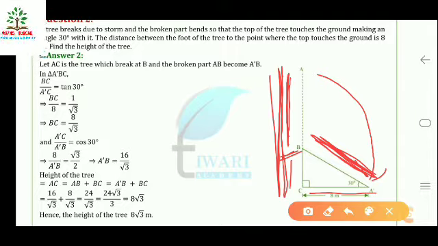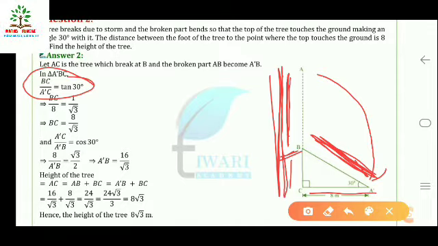So first, in triangle A dash BC, we can see here that BC over A dash C is equal to tan 30. The value of tan 30 is 1 over root 3. A dash C is equal to 8. So we'll get BC over 8 is equal to 1 over root 3. On solving this, we'll get BC is equal to 8 over root 3.